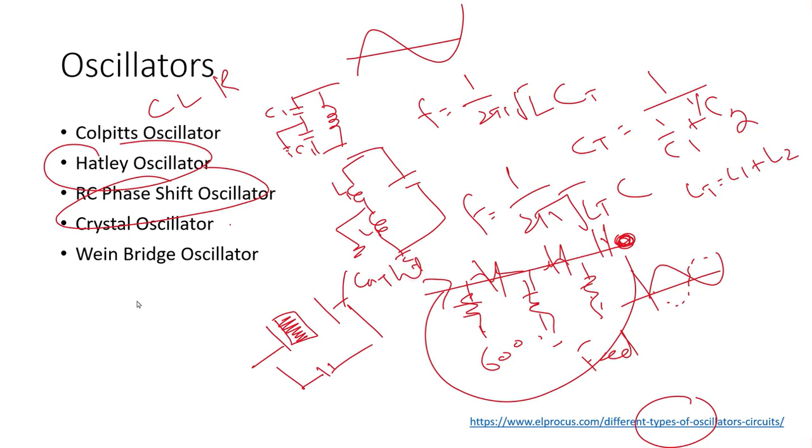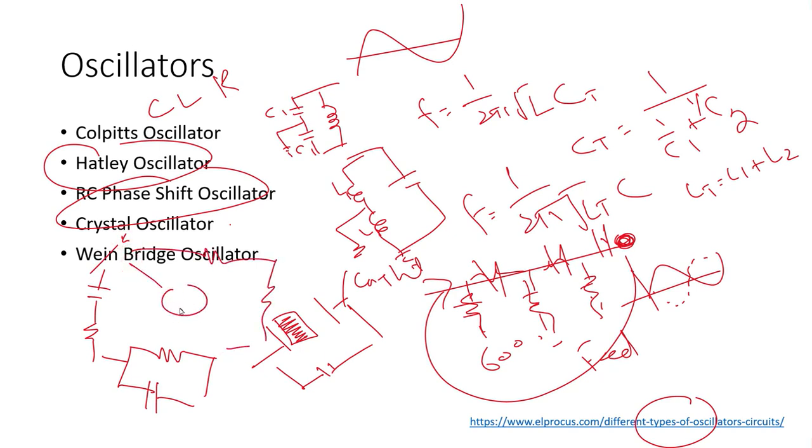Wien bridge oscillators use a series parallel combination of RC, and this bridge is used for generation of frequency. So the Wien bridge oscillator is something like this.